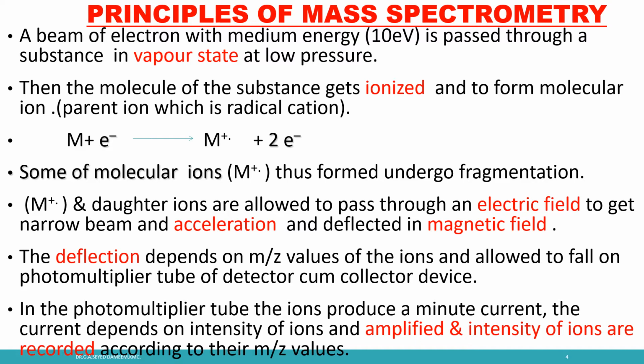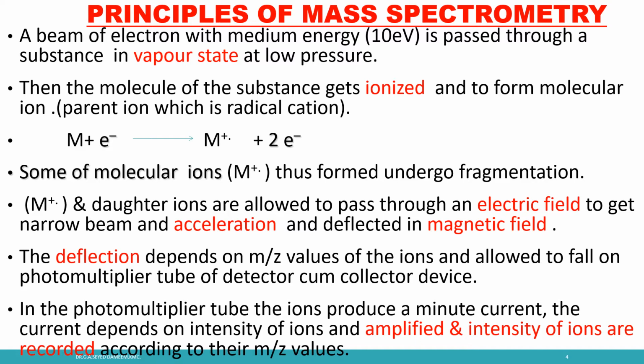Separated ions are allowed to fall on the photomultiplier tube of the detector cum collector device, and on falling on the photomultiplier tube, a minute current is produced, and the current developed depends upon the number of ions which fall on the photomultiplier tube. So the current signal is amplified by an amplifier and recorded according to the mass to charge ratio with the intensity, that is, intensity of ions.